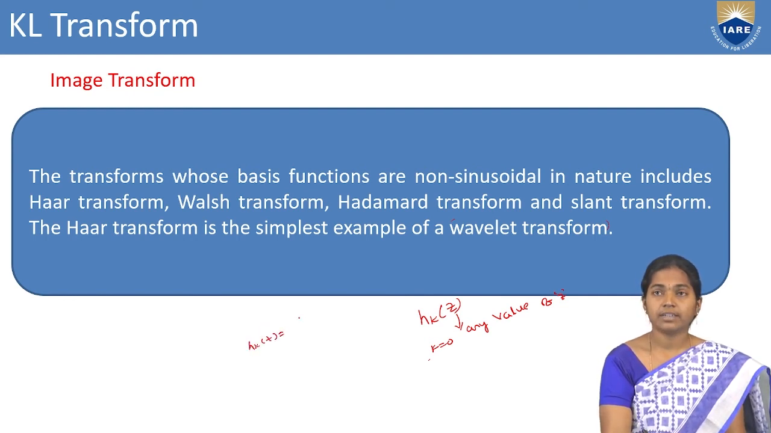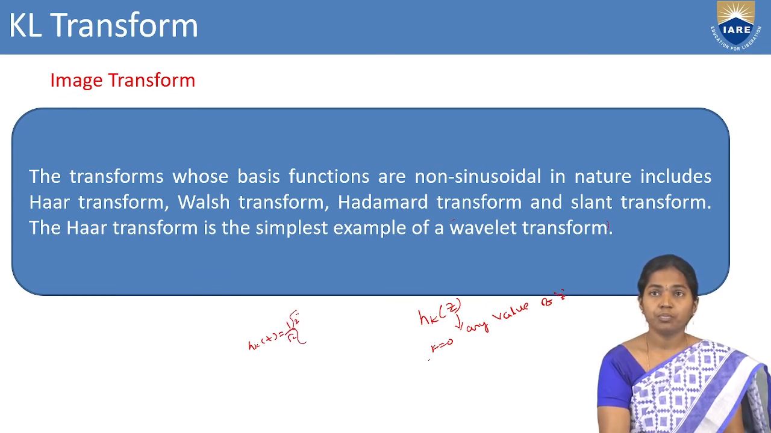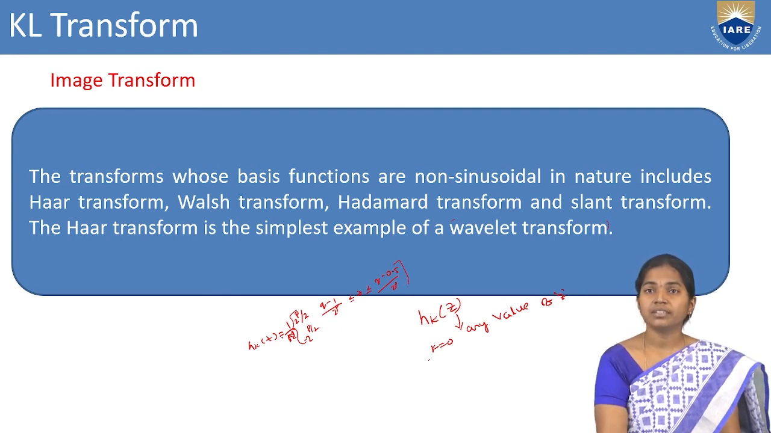So the characteristic equations to find the coefficient values in our Hart transform: hk of z equals 1 by root n into 2 power p by 2, for (q minus 1) by 2 power p less than or equal to z less than (q minus 0.5) by 2 power p. So if the z value is between these, we need to consider 1 by root n into 2 power p by 2.